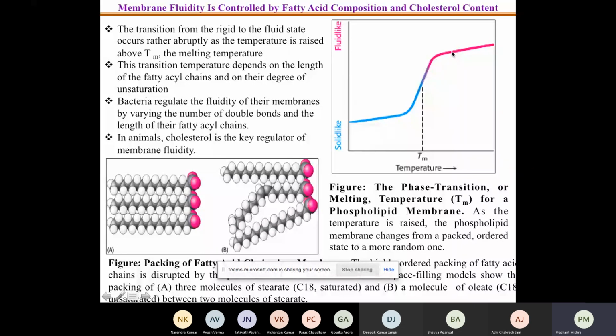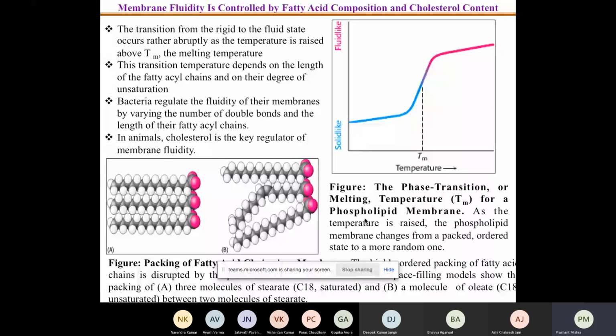So above this Tm, there is an abrupt change in the membrane fluidity. The transition temperature depends on the length of the chain, as I said, the number of double bonds and the length of their fatty acid chain. In animals, cholesterol is a key regulator. I'll talk about how cholesterol does it, but what cholesterol does is that it helps the maintenance of the fluidity. Now, I'm giving you an experiment and let us try to discuss that out.